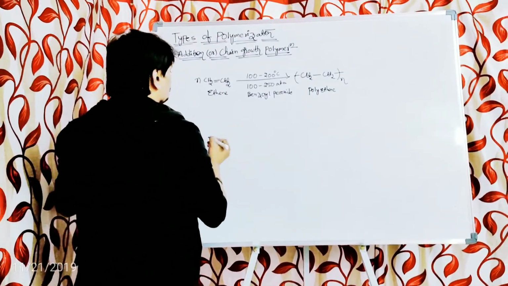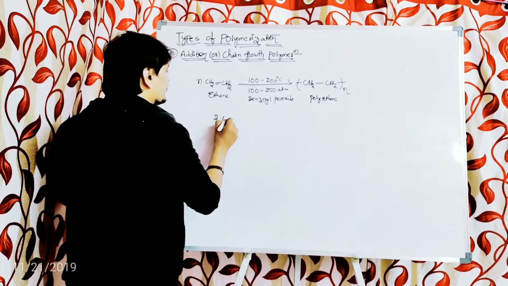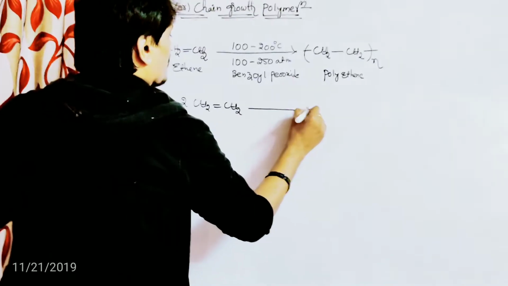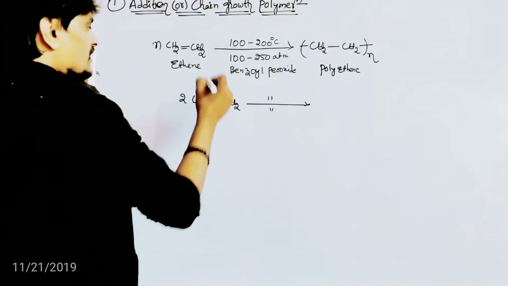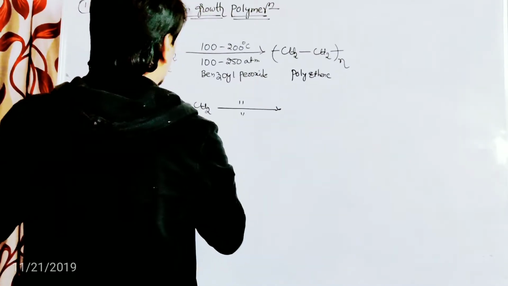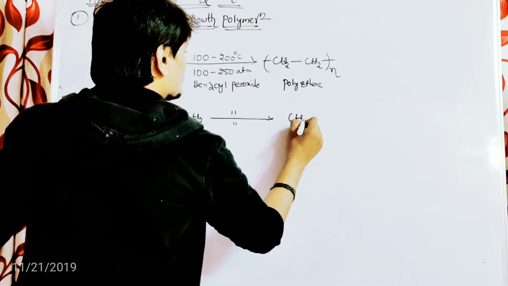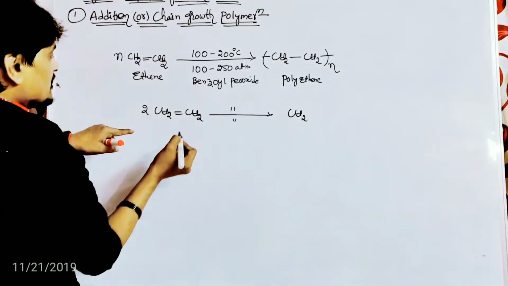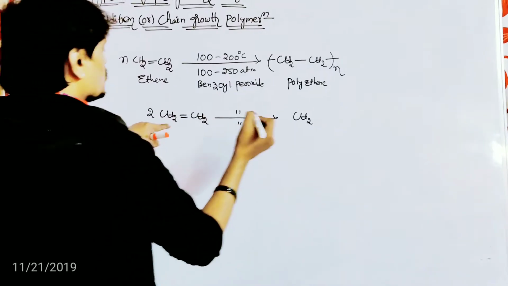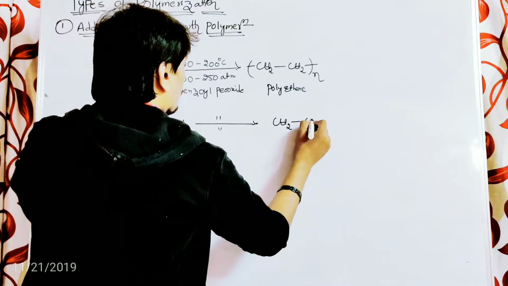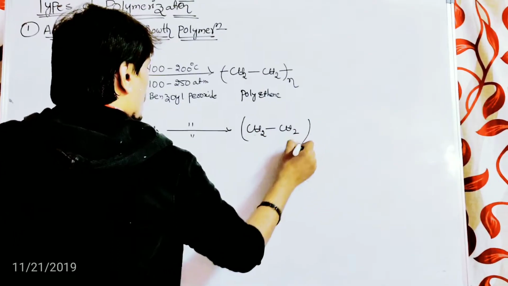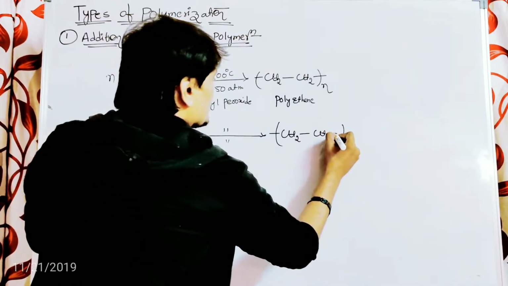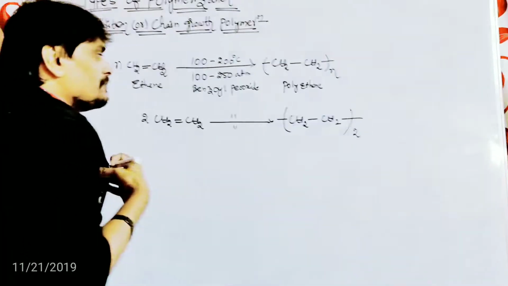So for example, let us take 2 moles of ethene. 2 moles of ethene, right, undergo addition or chain growth polymerization under the same conditions. So now what happens, students? Whatever number is there before the unsaturated monomer unit becomes a subscript, and the double bond converts to a single bond. So CH2, and the number before the ethene, which is 2, becomes a subscript in this case.